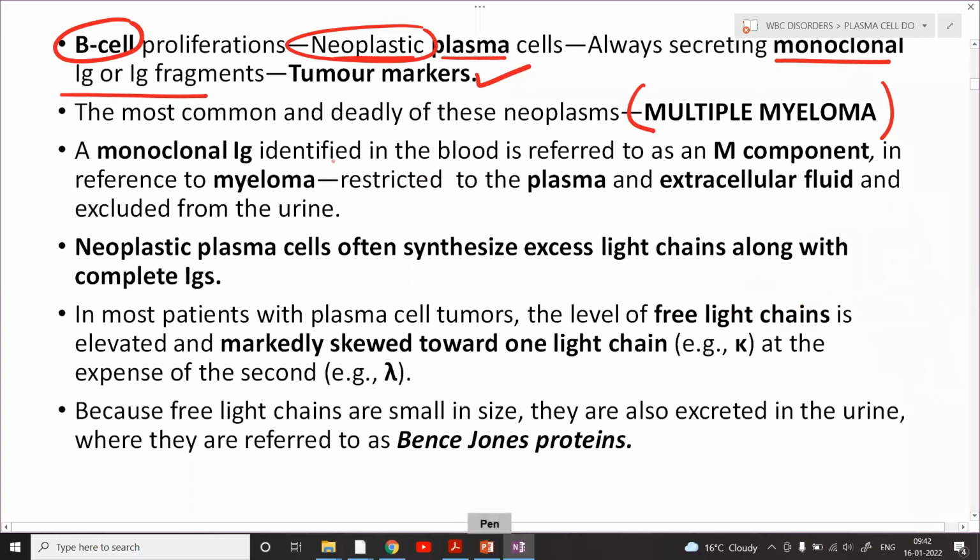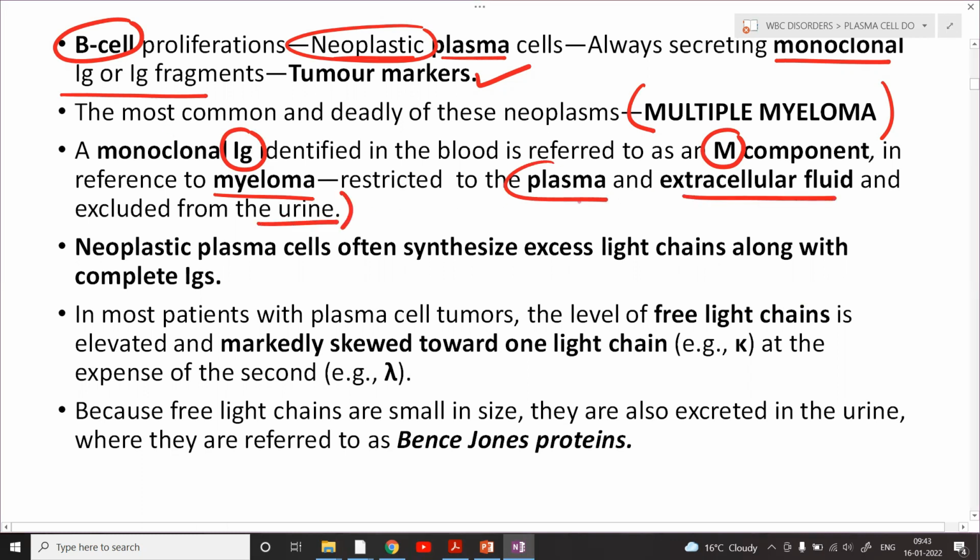Okay. Now, very importantly, as I told you, in all these plasma cell neoplasms, you will identify a monoclonal immunoglobulin. And this monoclonal immunoglobulin is referred to as the M component. And this M basically stands for myeloma. That is why we call it the M component, the myeloma component. Now, remember one thing: this is restricted to the plasma and extracellular fluid and excluded from urine.